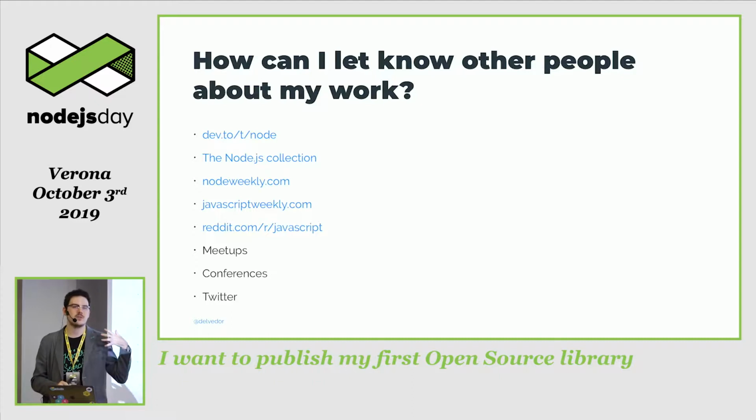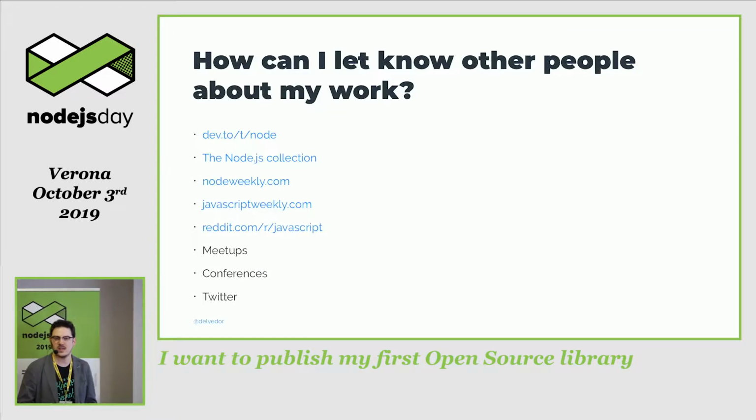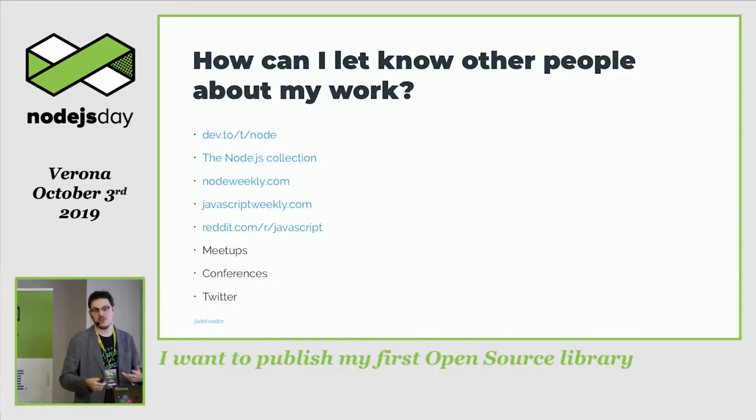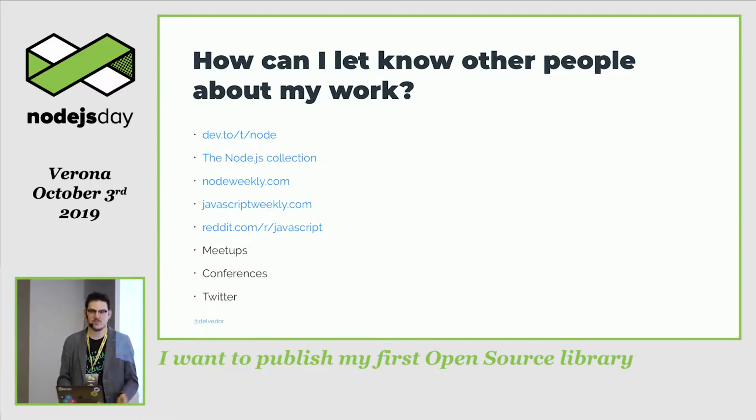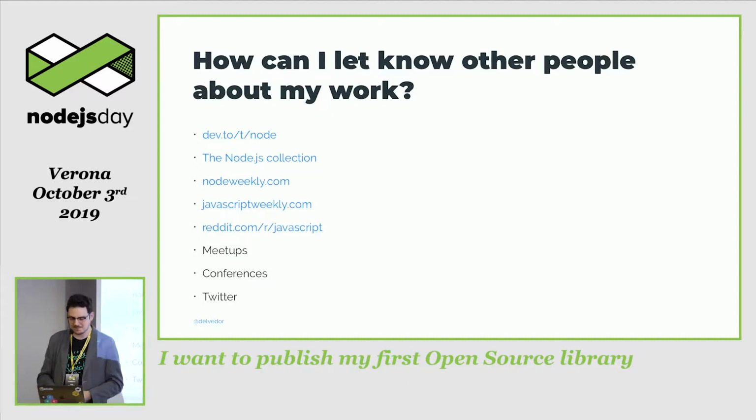So now you wrote everything, you are happy with your result, and you want to let people know about your work. What can you do? It depends, and this is a non-comprehensive list of what you can do. You can publish a post on dev.to, the Node.js collection, which is a collection of Medium articles for Node, Node.js Weekly, JavaScript Weekly, Reddit, offline meetups, conferences like this one, or Twitter. So there's a lot of ways for doing that.